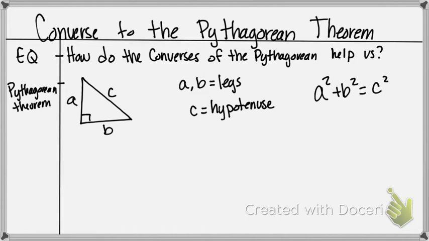And so the converse that we're going to talk about is something that will help us find the lengths of the legs, because on Friday we talked about finding the length of a missing value for the hypotenuse. But today we're going to talk about how we can find the missing lengths of A or B just given the other two lengths. We're going to be using these two formulas that are called converses.